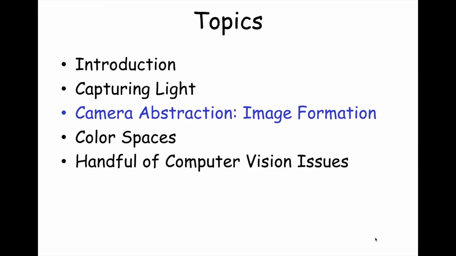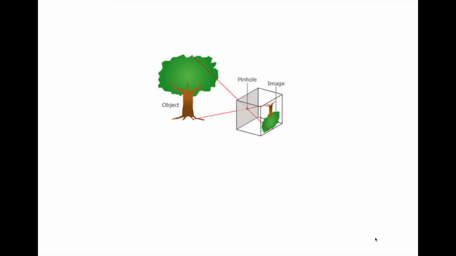Okay, so let's take a look at the camera abstraction of how images are formed. So this is the classic so-called pinhole camera, and it's called the pinhole camera because you have a pinhole representing or abstracting what the pupil would be. Now, if that pinhole is larger, of course, it's going to let in more light. If the pinhole is smaller, it's going to let in less light.